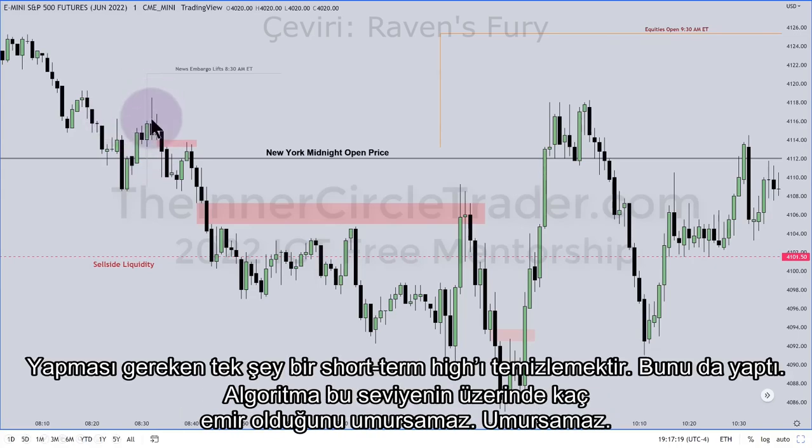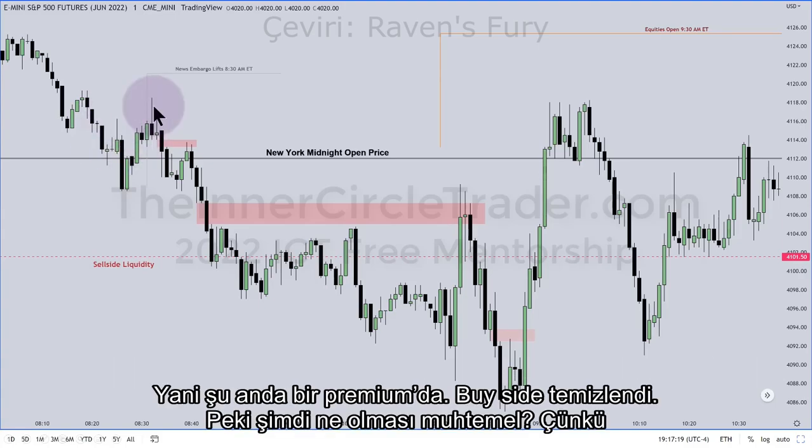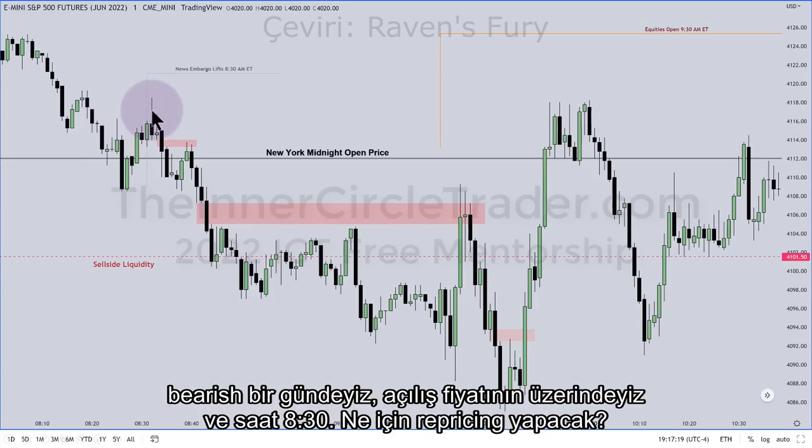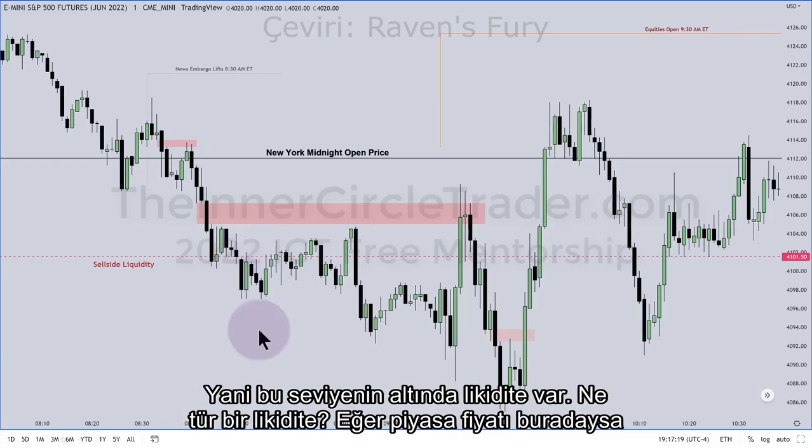The algorithm doesn't care how many orders were above that. It just has to take out a short-term high. It does. So it's at a premium. It took out buy side. So what is it likely to do now? Because we're in a bearish day and we're above the opening price and it's at 8:30, reprice for what? Sell side. Where's sell side? This level down here, 4101. Or what? 4100 big figure.